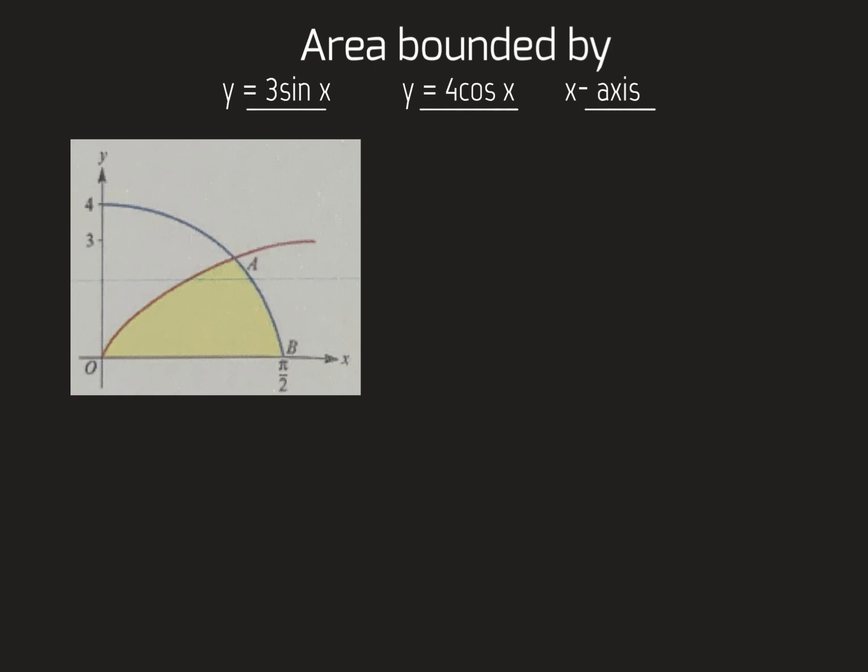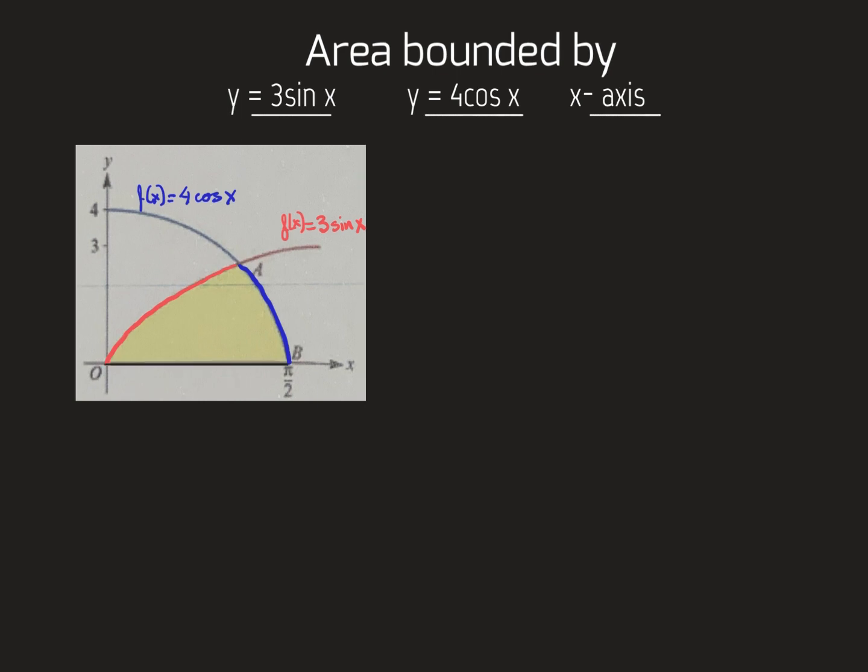The yellow area is bounded by two functions. One of them is 3 sine x, shown in red, and the other one is 4 cos x, which is shown here in blue. And the area is also bounded by the x-axis.